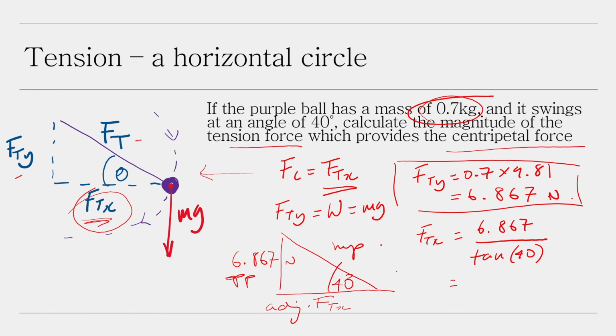And that equals, excuse me whilst I do this because I'm doing this with you guys, 6.867 divided by tan 40. That is 8.183, and it goes on, newtons. And that is the magnitude of our centripetal force in this horizontal circle.